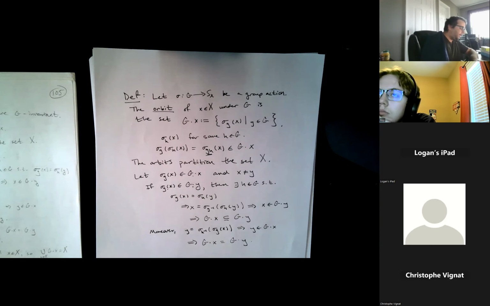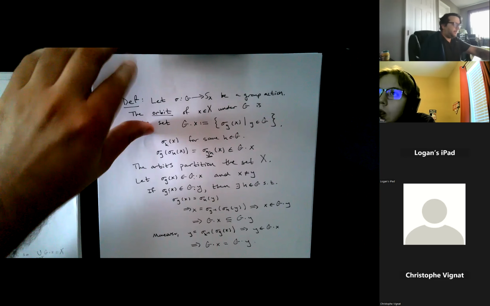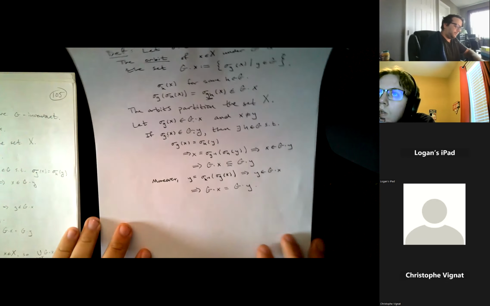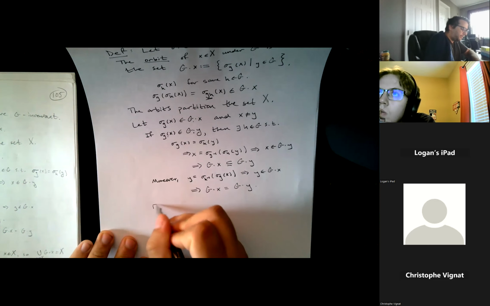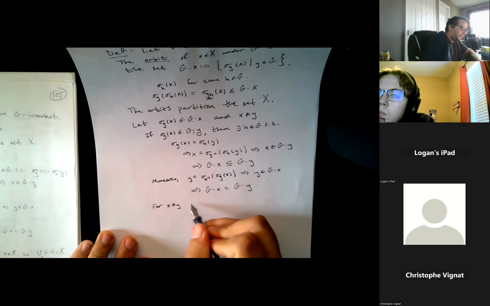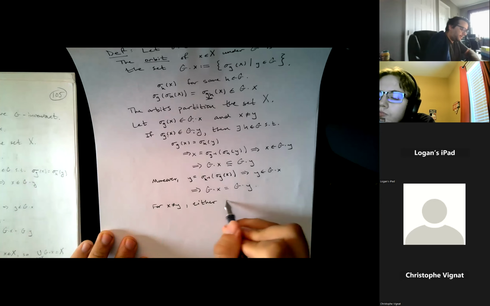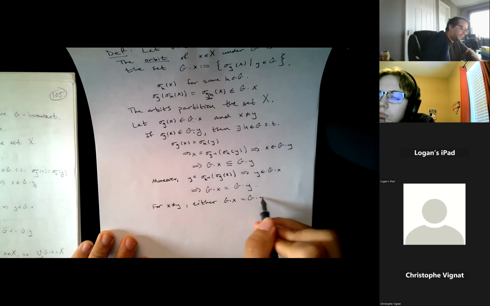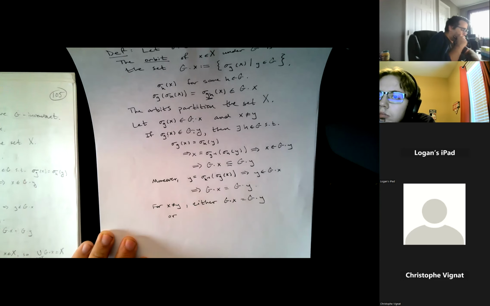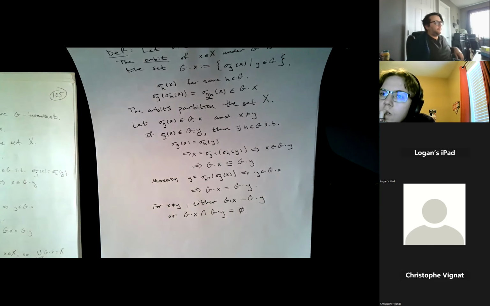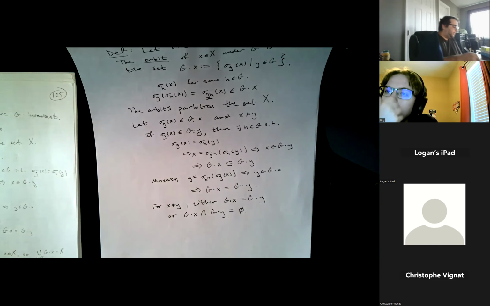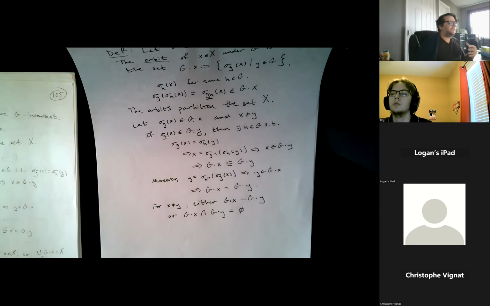Okay, so if x is not equal to y, so this means that for x not equal to y, either the orbit of x is equal to the orbit of y, or the orbits have empty intersection. Okay, so the point is that these orbits partition the set X.